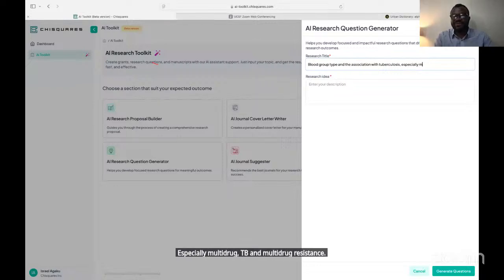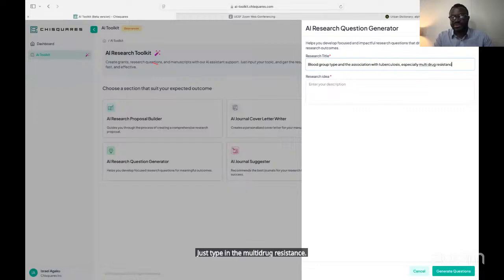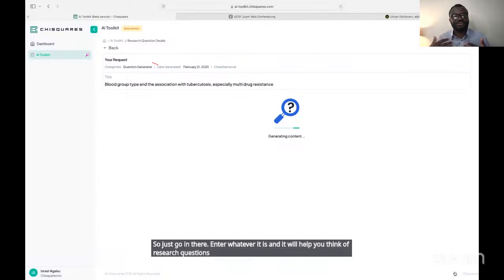So just type whatever you want to type. It doesn't have to be eloquent. It doesn't have to be nice. Just type it there, multi-drug resistance. This is what you just said exactly. Just go in there, enter whatever it is, and it will help you think of research questions that you could ask that will make sense, right?